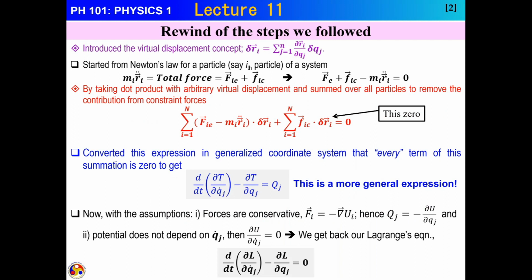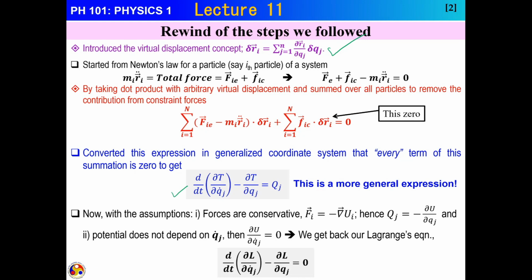So let's rewind. What we have seen in the last lecture is we have introduced the virtual displacement concept, and by taking a dot product for the Newton's law for a particle and then summing over all particles, we found that the constraint forces' work done is 0, and then we finally converted this expression into the generalized coordinate system such that this is a more general expression.